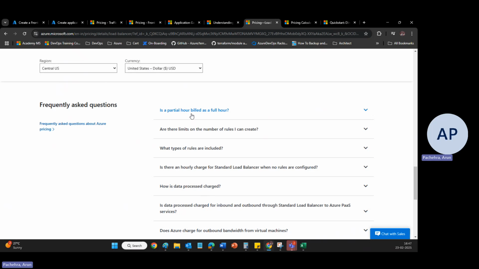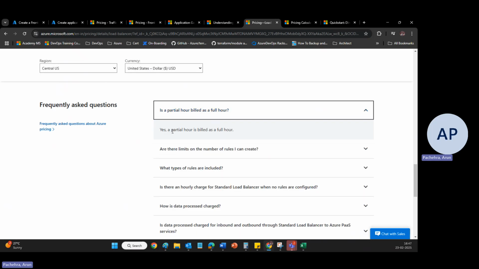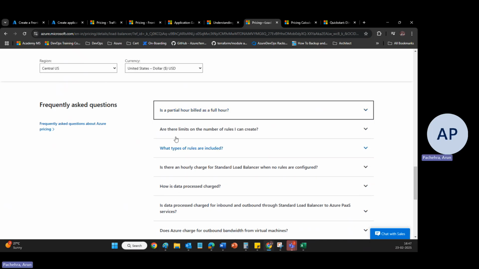Is a partial hour billed as a full hour? Yes. So it means we are doing hourly pricing. It's not on minute or second, it's hourly pricing. Billed as a full hour. Is there a limit on the number of sets of rules that I can create? Yes, there is a limit.